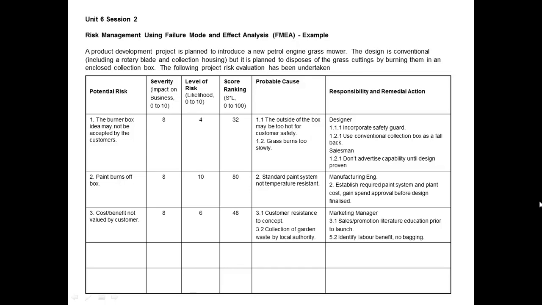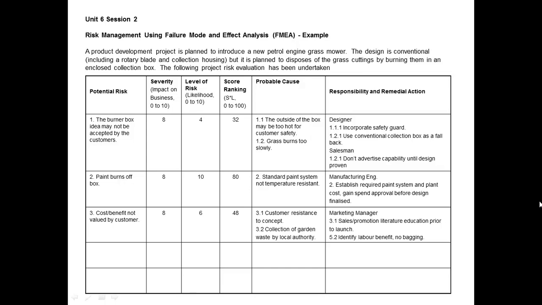We've then got probable cause, so we need to identify the root cause. Not always easy to do, but we need to identify what the root cause of the problem is, or the risk is. And lastly, we need to identify what remedial action is going to be taken to reduce the impact of the risk, and who will be responsible for that remedial action. There's no use having ideas about how you might reduce the impact of the risk if nobody is following that up and made responsible for implementation.